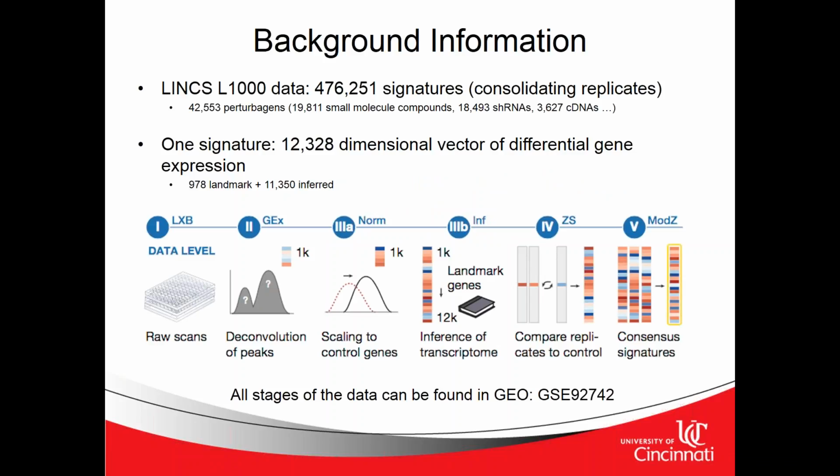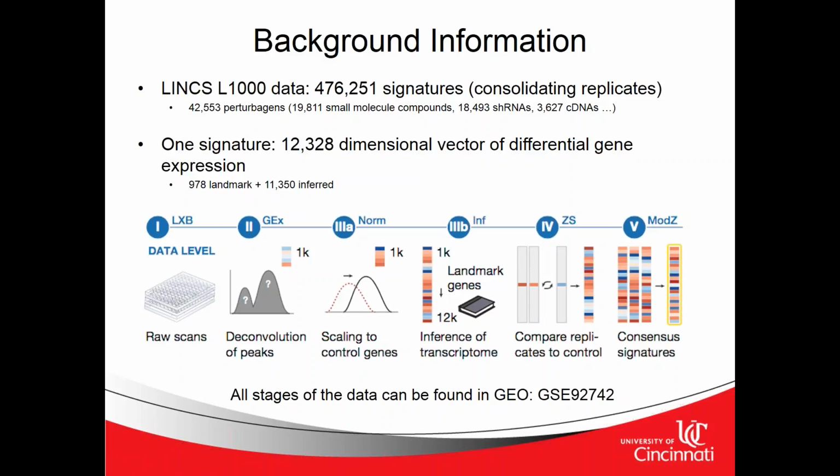To control for genes at level 3, and also they infer these plus 11,000 genes at level 4. They compare replicates to controls, and at level 5, which is called Moses data, and we are using this data level, they aggregate all these replicates from level 4 to generate consensus signatures, and you can find all these levels at this GSE 1974.